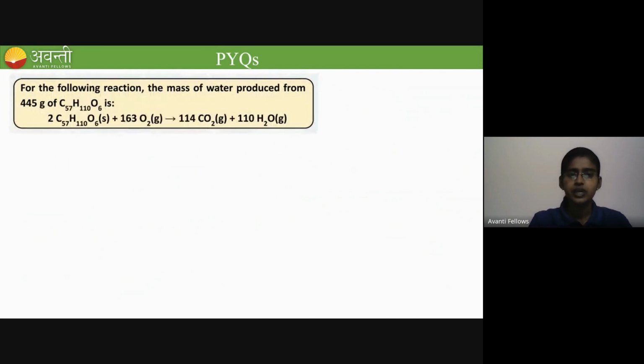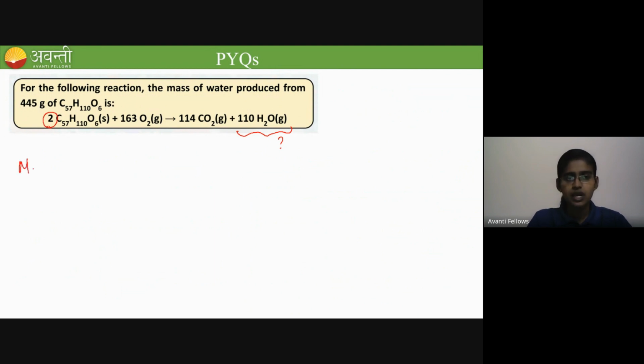For the following reaction, the mass of water produced from 445 gram of C57H110O6. So the reaction is given. We need to find out the mass of water produced from this particular amount of the compound. Okay. So here in this reaction, you see 2 moles of this compound is reacting.